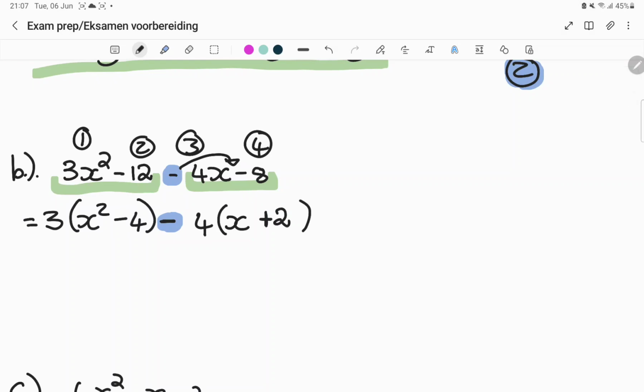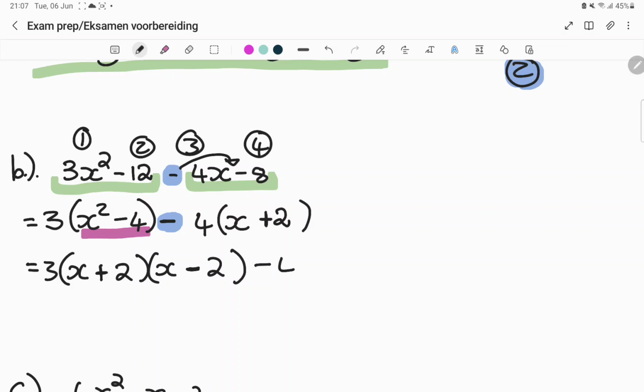Now I'm encountering a problem. My first bracket and my second bracket are not the same. So I have to do something to make them the same. Looking at my first bracket, do you see that here you have the difference of two squares? So I'm first going to factorize this once again, making my two brackets. One bracket always has to be positive, one bracket always has to be negative. So the square root of x squared is going to be x, and the square root of 4 is going to be 2. Then I have minus 4 times x plus 2.